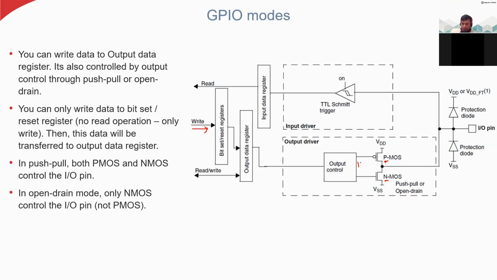This 1 will keep this PMOS in the off condition, so this is open circuited. There will be no conduction from here to here. This is open, so VDD cannot travel down. Only VSS will go up, and then it will go here, and then you will get the input output pin status based on this CMOS.